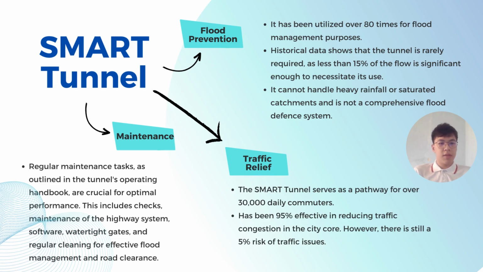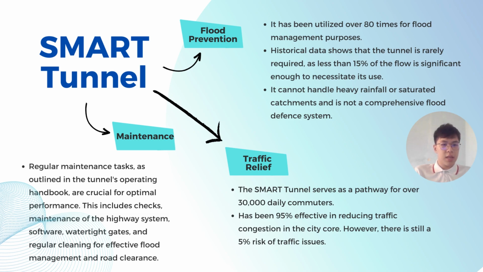The historical data reveals that the smart tunnel is rarely required, as the majority of major floods begin minor. Less than 50% of the floods are significant enough to consider using the tunnel. The tunnel is divided into three sections, each operating independently with floodgates, and its main purpose is to prevent smaller scale floods. However, the tunnel cannot be considered a comprehensive flood defense system as it would not be able to handle heavy rainfall or saturated catchment and flood defects.